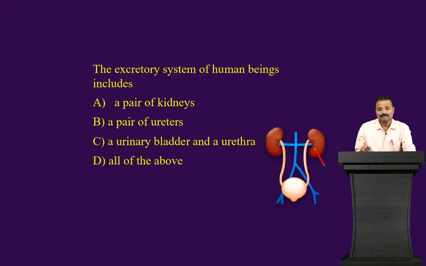Now students, let's have a question time. So here comes the question. Let me help you in reading it. So the question is, the excretory system in human beings includes: A, a pair of kidneys, B, a pair of ureters, option C, that is a urinary bladder and a urethra, and option D, all the above.